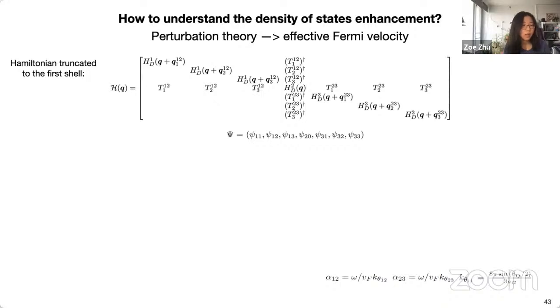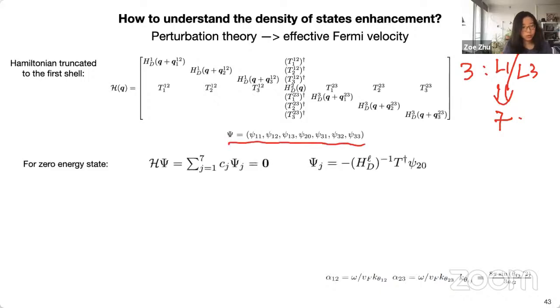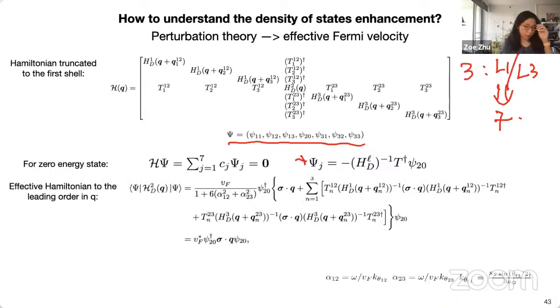To confirm that hypothesis, we can perform a perturbation theory calculation to extract the effective Fermi velocity. What we can do is truncate the Hamiltonian to the first shell by keeping one degree of freedom from layer 2 and 3 degrees of freedom each from layer 1 and layer 3, which gives us a total of 7 states. And here is the basis of the wave function. We want to solve for the zero energy states, which gives us the following form for the spinor components.